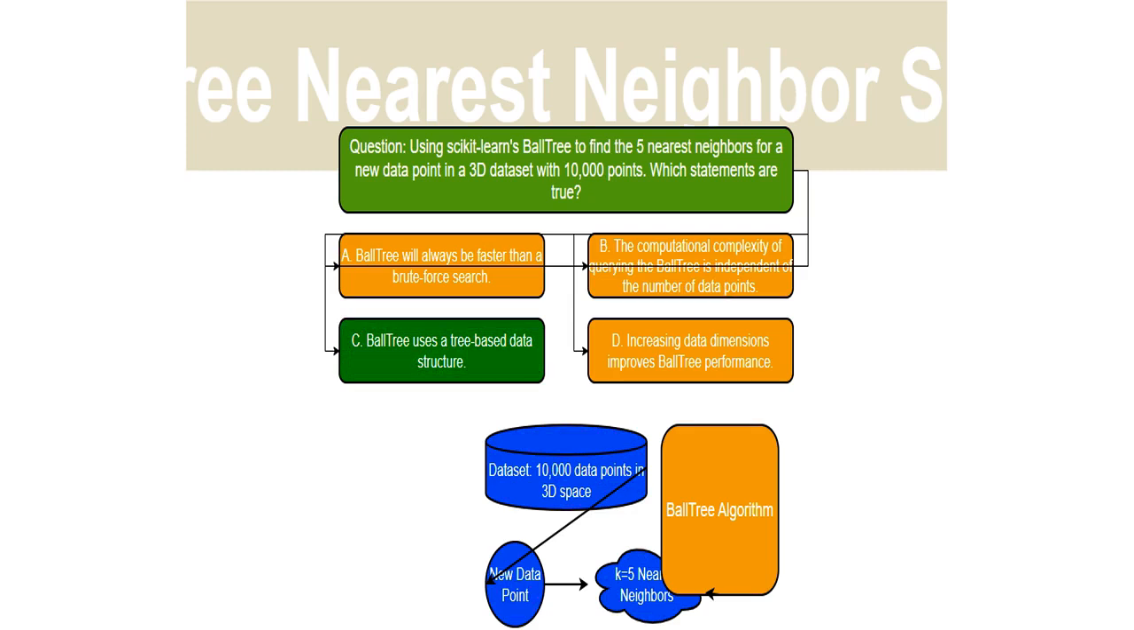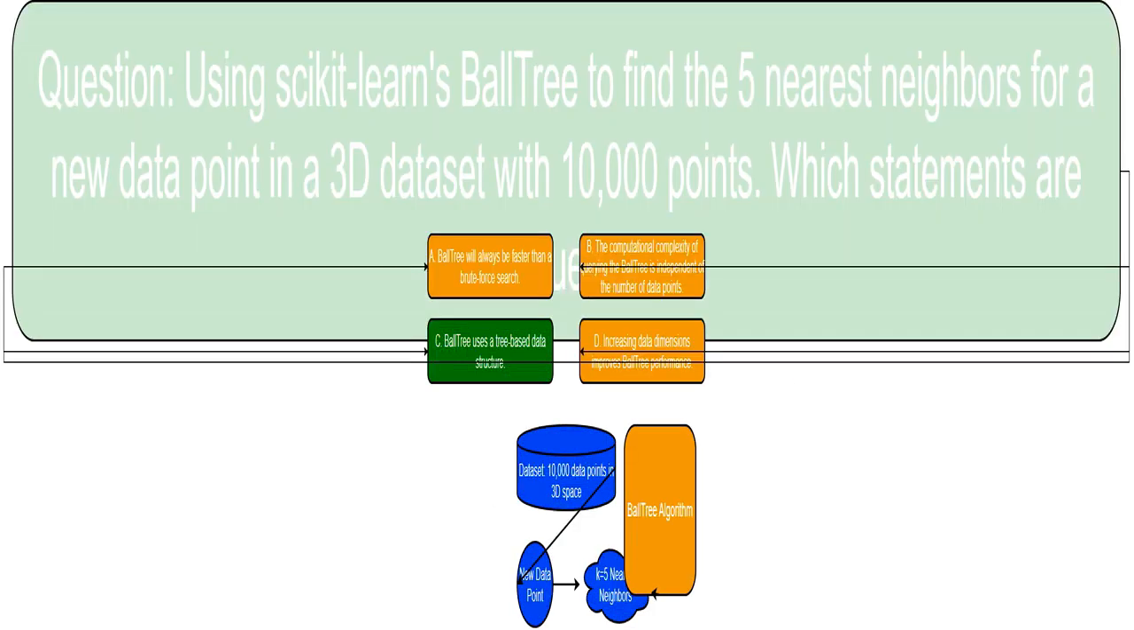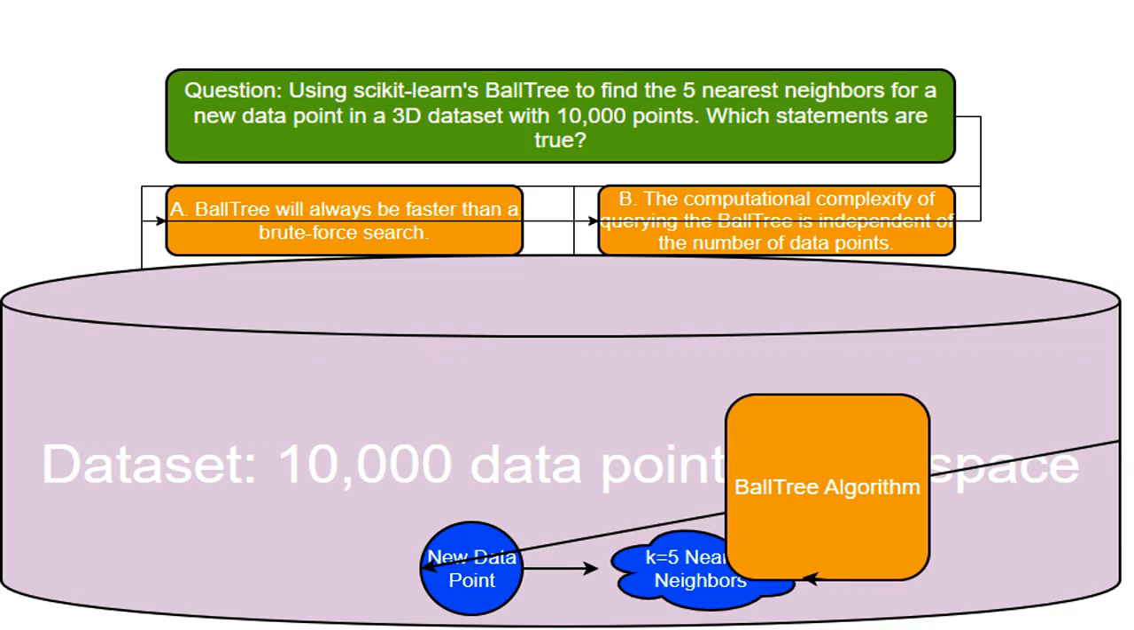It cleverly organizes the data into a tree-like structure to speed up searches. This sets the stage for our problem. We're using a specific tool, scikit-learn's BallTree, to solve a common machine learning task: finding the nearest neighbors. We are given a specific context of a large 3D dataset and the goal to discover the 5 closest neighbors. This gives us the size and dimensionality of our data.